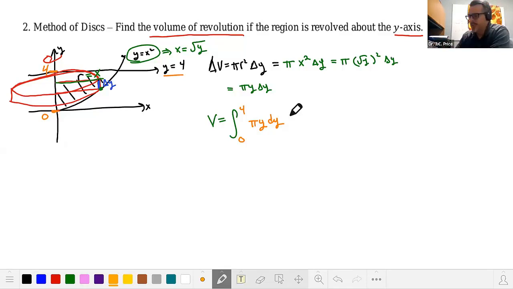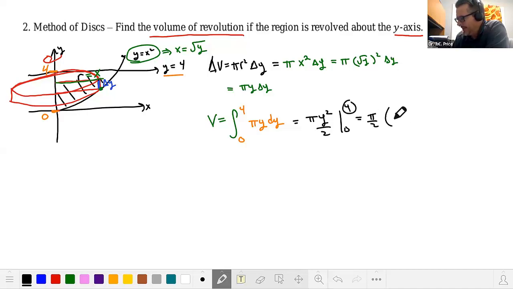But of course, this integral is so easy, I have you guys do it because it's just equal to pi and you integrate. So y squared over 2 from 0 to 4 is equal to pi over 2 times, you plug in the upper limit. So it's 4 squared minus plug in the lower limit, 0 squared. And so it's basically 16 over 2 pi. So that's what, 8 pi.